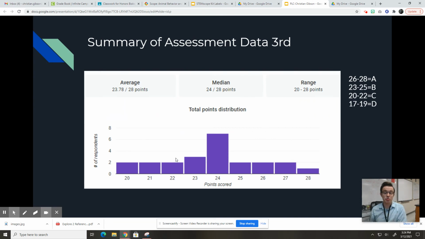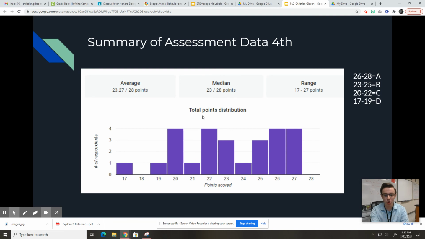Okay, here's my most recent assessment data. This is for third period honors biology. So you can see the scale here. Any scores between 26 and 28 is an A, 23 to 25 is a B, and so on. So I feel like they did fairly well on this assessment. I was pretty impressed. Biochemistry is difficult stuff, especially metabolic biochemistry.